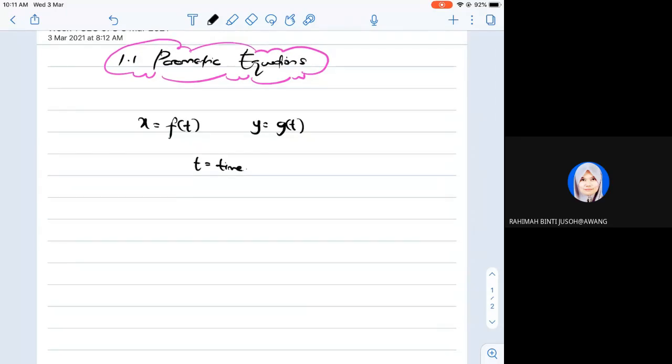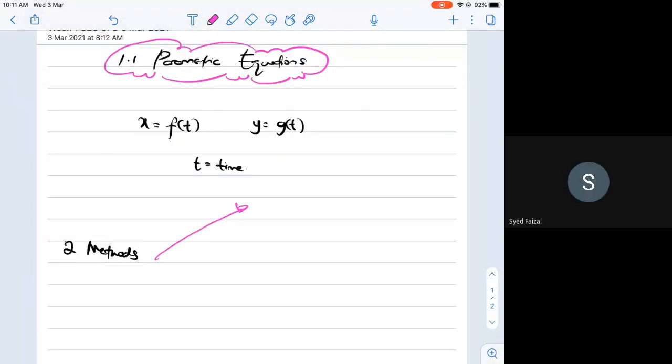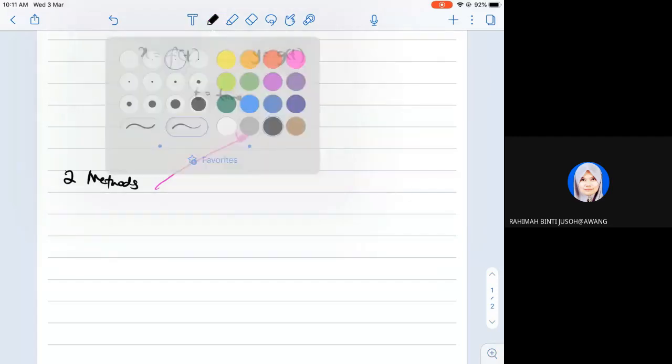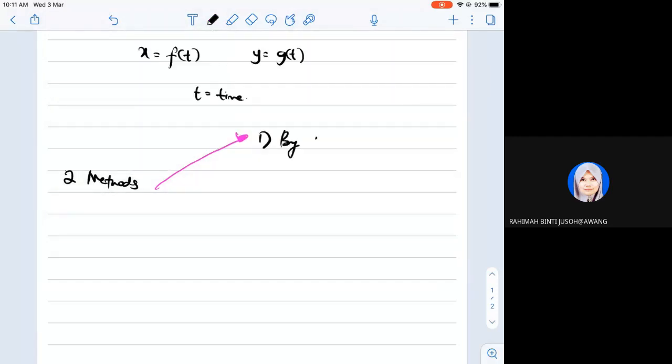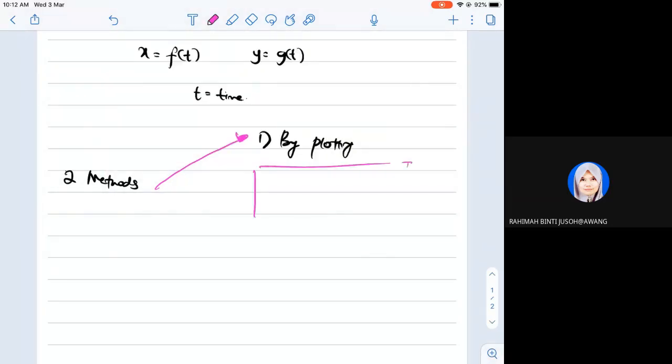So now there are two methods in order to sketch parametric curves. What are the methods? You have already watched the video, plotting and everything. The first one is by plotting. Number one, by plotting. By plotting is very manual, guys. It's just using a table.